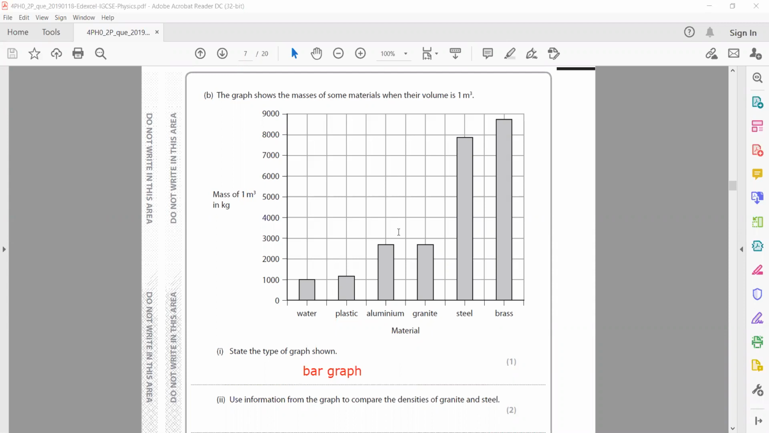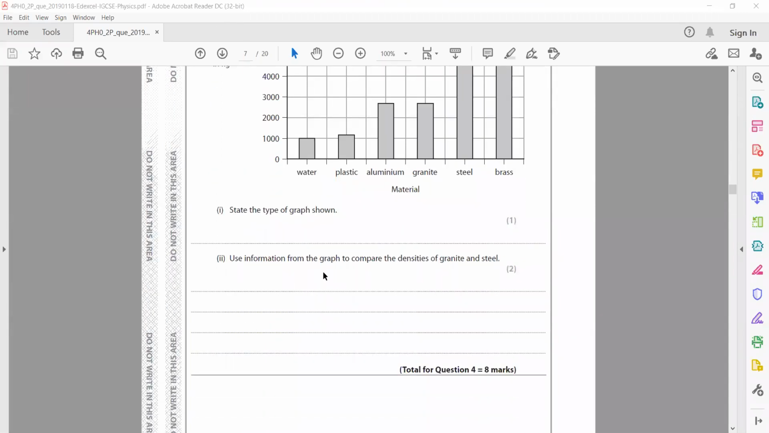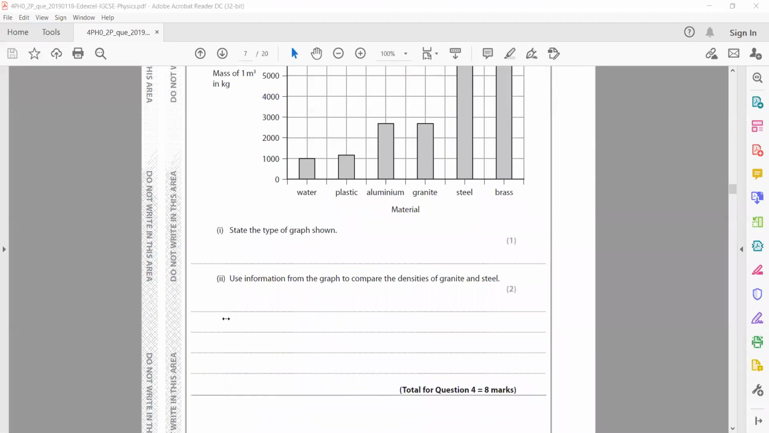Use the information to compare the density of granite with steel. So when we compare the density of steel and granite, steel has high density, and when we compare in terms of times, the steel density is approximately 3 times the granite density. So density of steel is higher, and it is approximately 3 times.